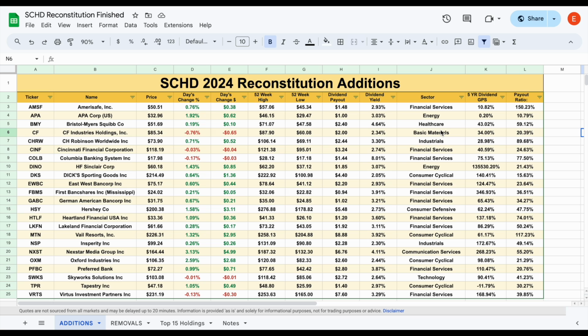So let's go ahead and jump into my spreadsheet and look at all the additions and removals and some key notes from SCHD's recent reconstitution. Again, I'll be sending out this spreadsheet for free via my newsletter at the link in the description on Friday.